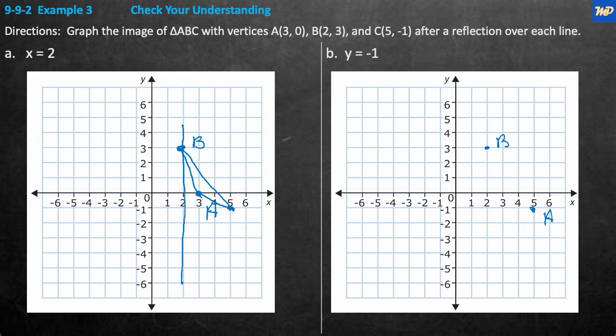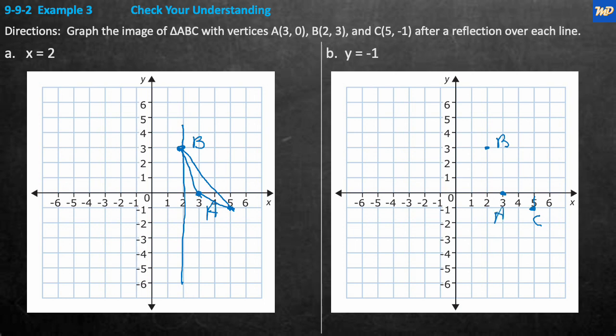Oh, wait, what? I did the wrong one? Oops, excuse me. Let's erase that. I think I did the wrong one. Oh, A, I got something wrong here. B for sure is 2, 3. A, let me get back onto it. A is 3, 0. Okay, that's more like it. And now C is 5, negative 1. Right, that looks better. So this is C, this is B, and this is A.